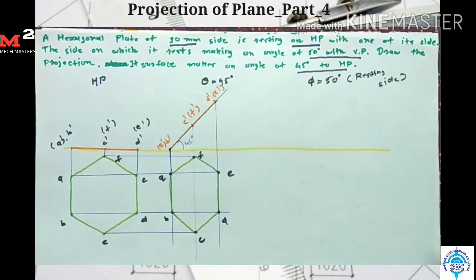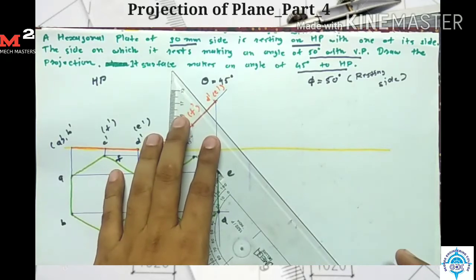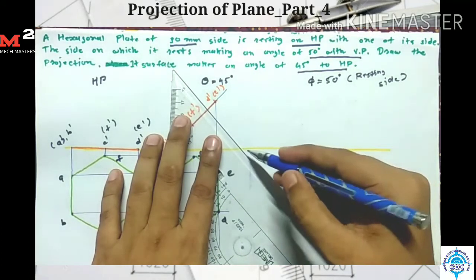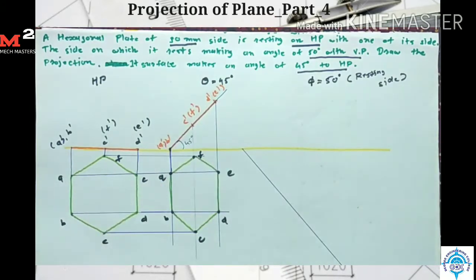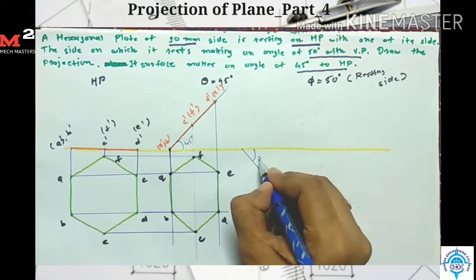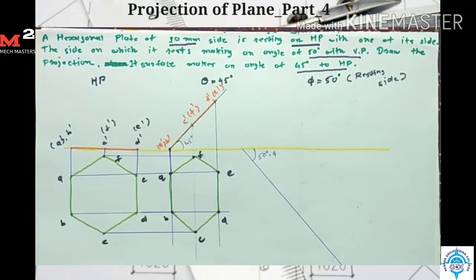Okay, so first I draw one line at an angle of 50 degrees here. This angle is 50 degrees. Okay, phi is equal to 50 degrees. Here I require to draw the same hexagon. Okay, I use the rectangle method to draw this hexagon here.